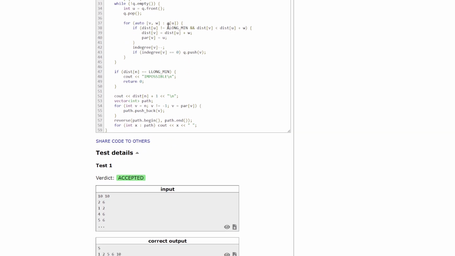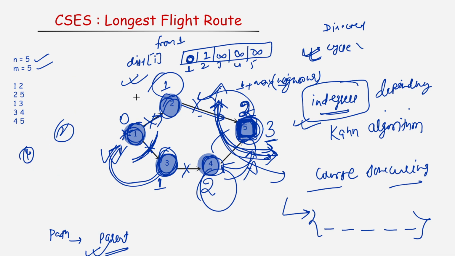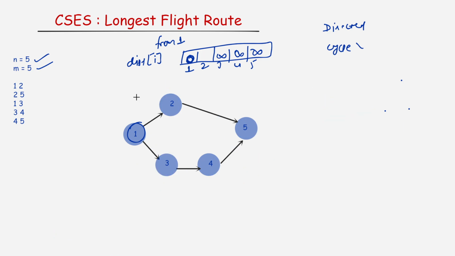Now we go through all the neighbors of u, this node. Like here, we go through all the neighbors. Yeah, see, we pop this node and we know the answer for this node. So the in-degree of this node is 0 and we know the answer for this, so we can reduce the in-degree of this 2 also. An in-degree of 0 means this node does not depend on any other node.